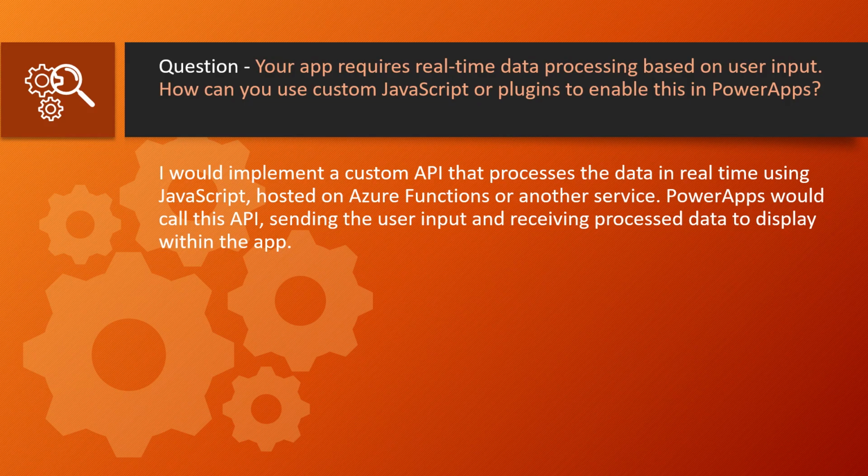Suppose your app requires real-time data processing based on user input. How can you use custom JavaScript or a plugin to enable this in Power Apps? I would implement a custom API that processes the data in real time using JavaScript, hosted in an Azure function or another service. Power Apps could call this API, sending the user input and receiving the processed data to display within the app.